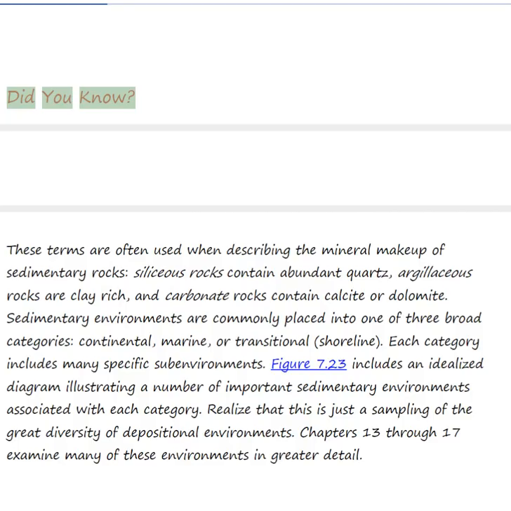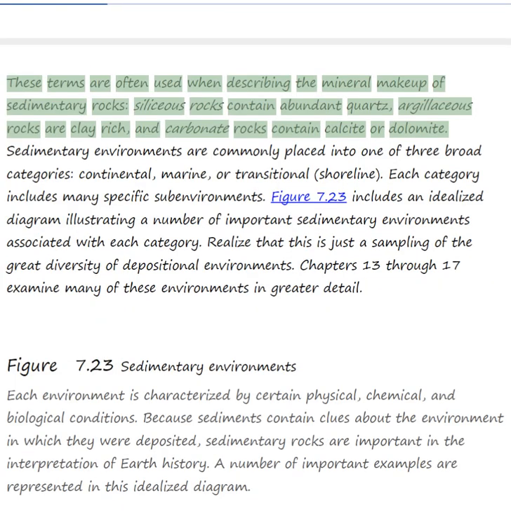Did you know? These terms are often used when describing the mineral makeup of sedimentary rocks. Siliceous rocks contain abundant quartz, argillaceous rocks are clay-rich, and carbonate rocks contain calcite or dolomite.